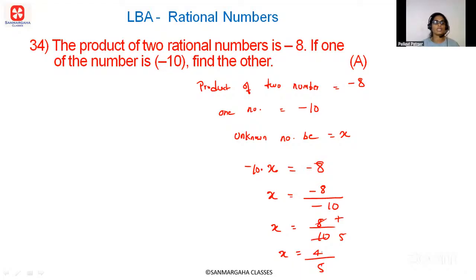If we convert this to a decimal, we get 0.8. So the product of two rational numbers is minus 8, and if one of the numbers is minus 10, the other number is 4 by 5 or 0.8.